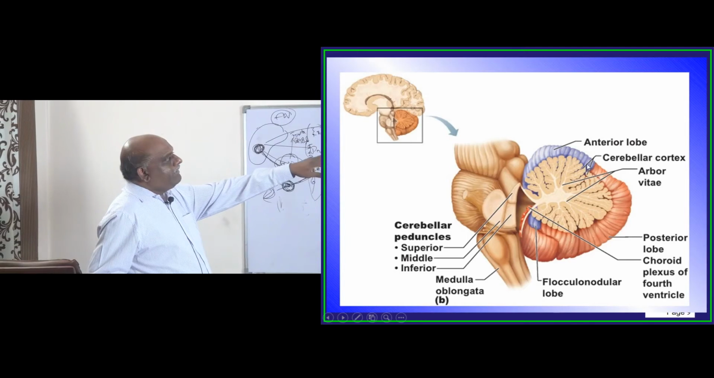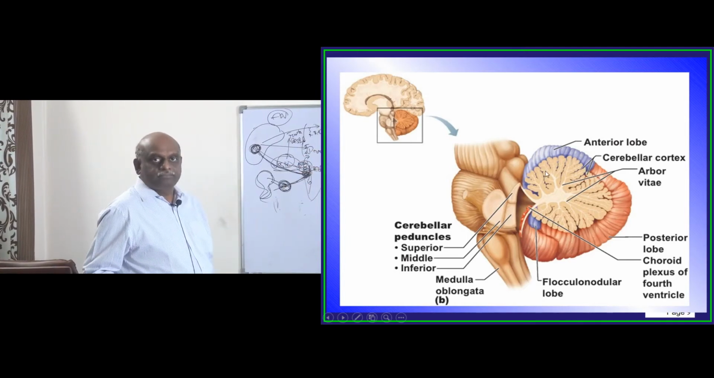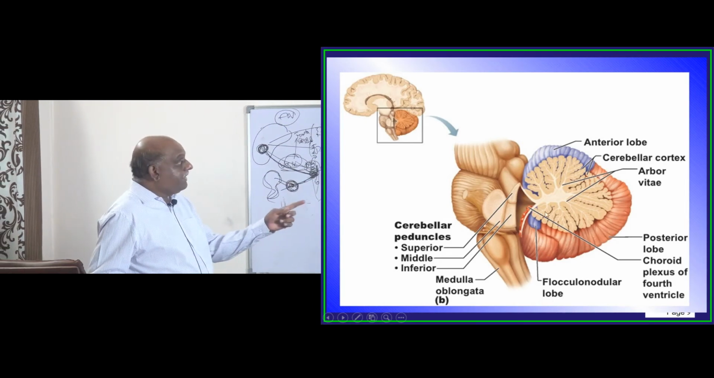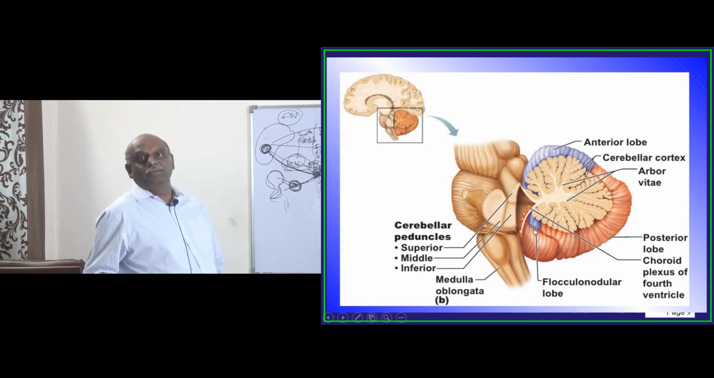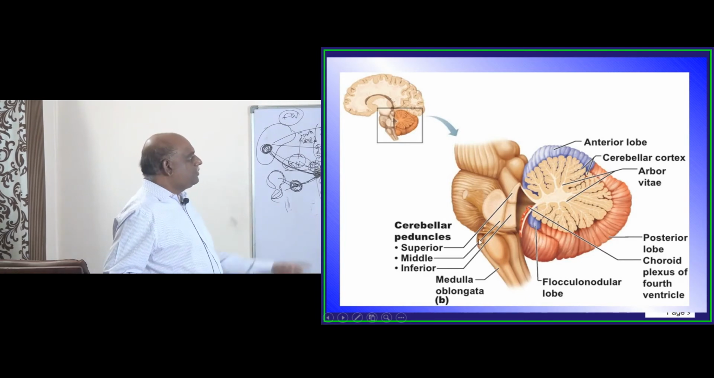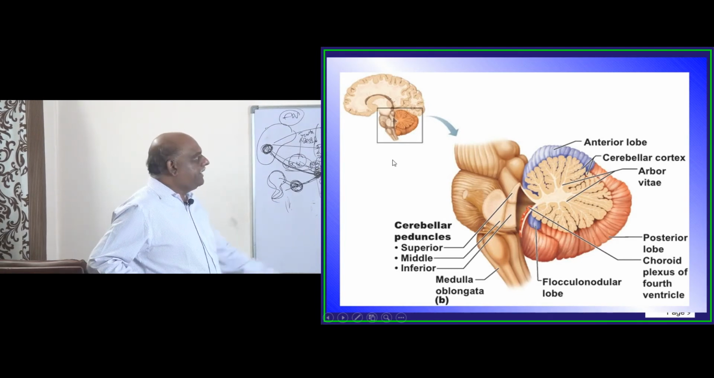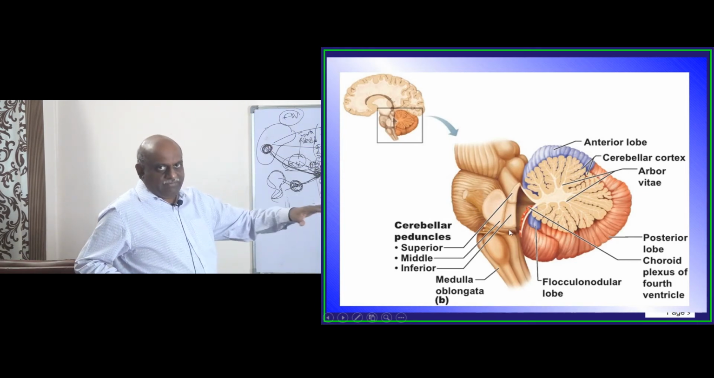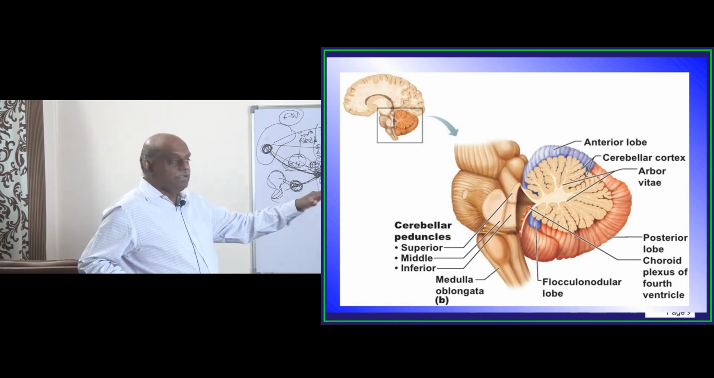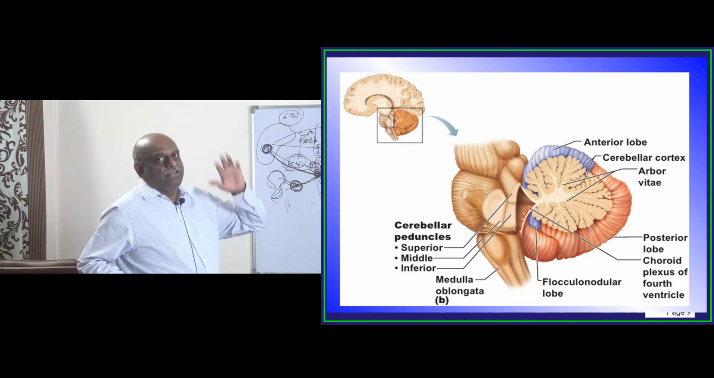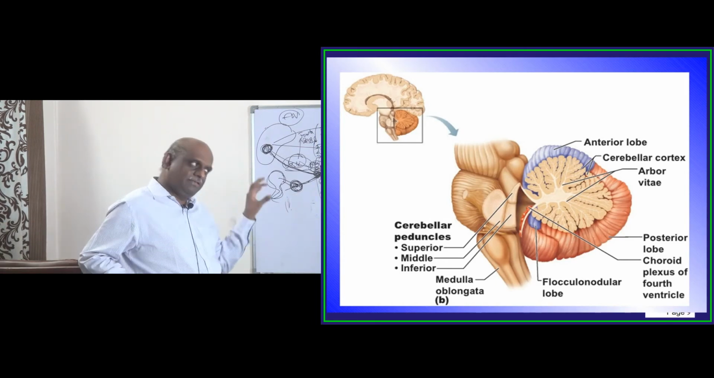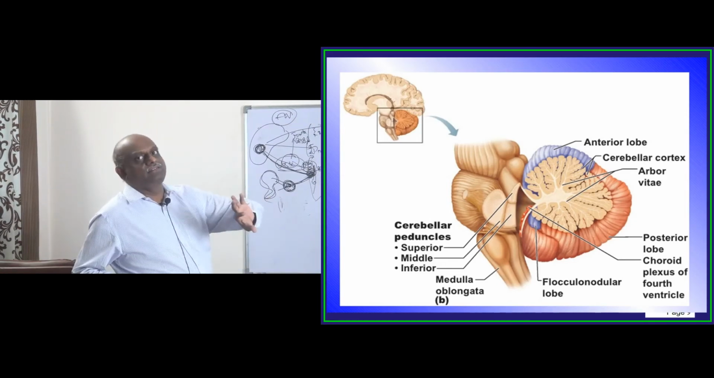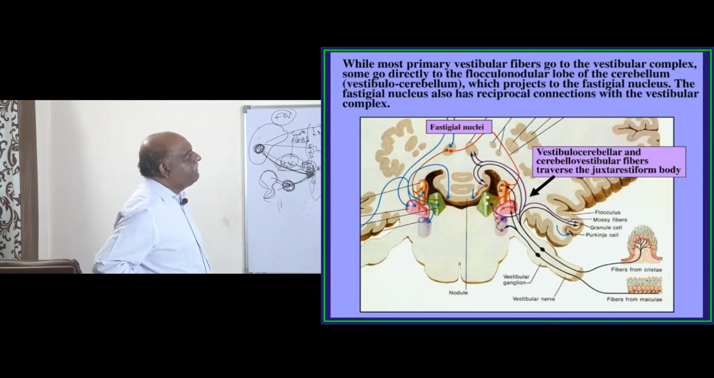So, you have an anterior cerebellar lobe. There is a posterior cerebellar lobe. Here you have a flocculonodular lobe. What are the three peduncles? You have a superior, middle and inferior. The inferior one connects the cerebellum with the medulla. The middle cerebellar peduncle connects the pons with the cerebellum, and the superior cerebellar peduncle connects the midbrain with the cerebellum. That's what you need to remember.